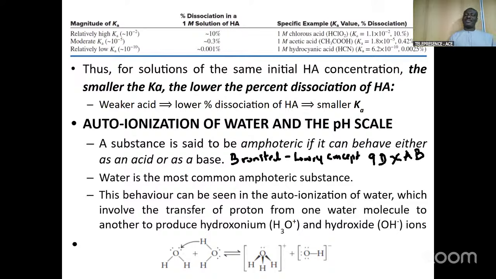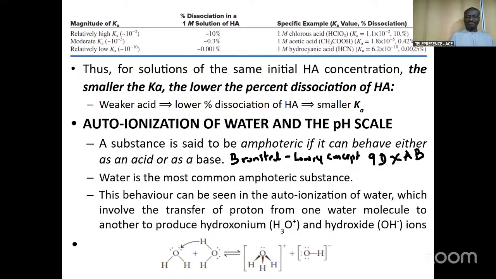All right, in this concept of acid and base, an acid is defined as a proton donor. A proton donor, that's an acid. While a base is defined as a proton acceptor. A base is defined as a proton acceptor.